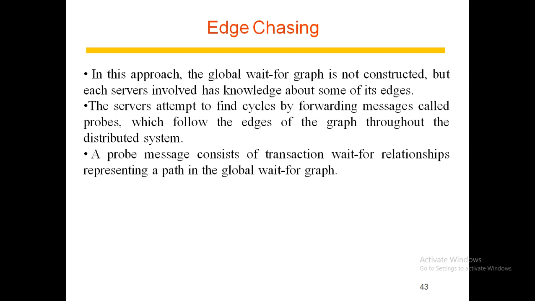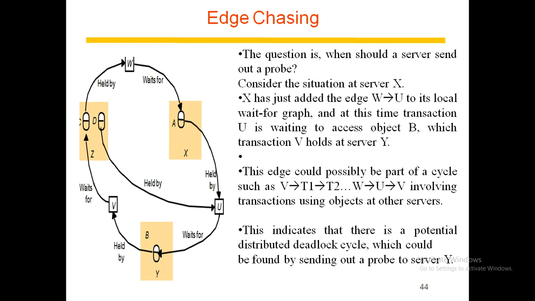The server attempts to find a cycle by forwarding messages called probes, which follow the edges of the graph throughout the distributed system. A probe message consists of a transaction wait-for relationship representing a path in a global wait-for graph. The question is, when should a server send out a probe?